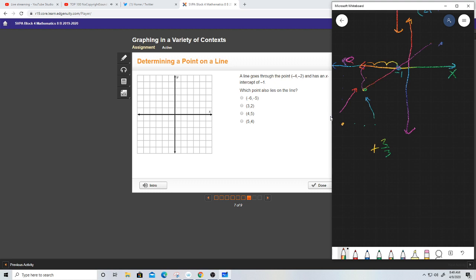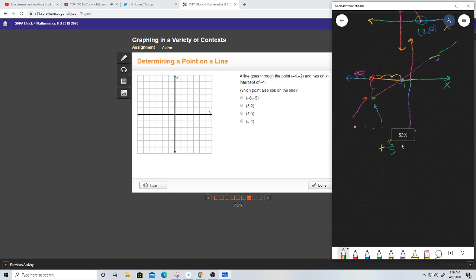So there's no way. There's no way that that point's on this line. 4, 5. So here, 1, 2, 3, 4. 1, 2, 3, 4, 5. 4, 5 is too far. Can I zoom out a little bit more?